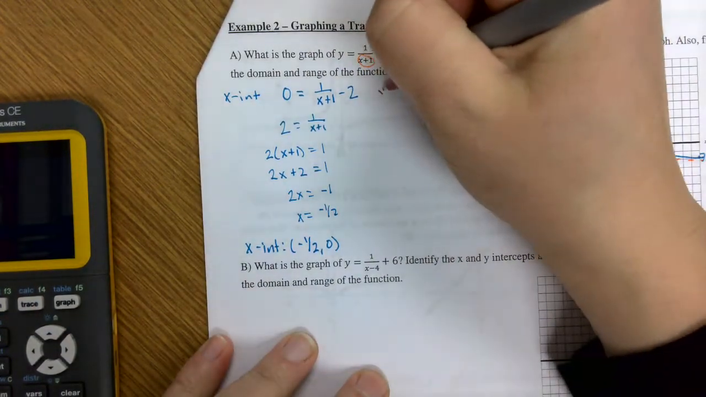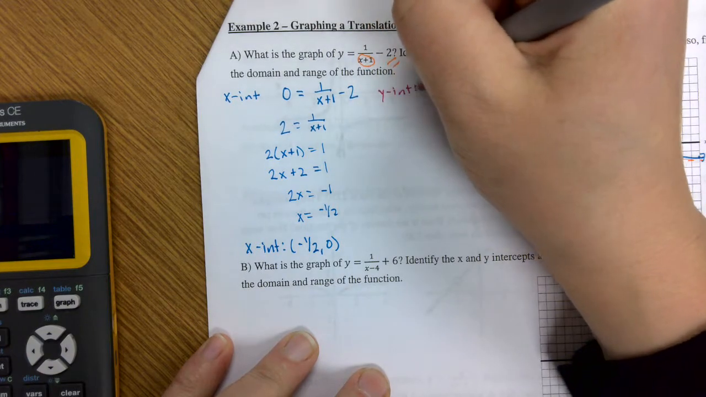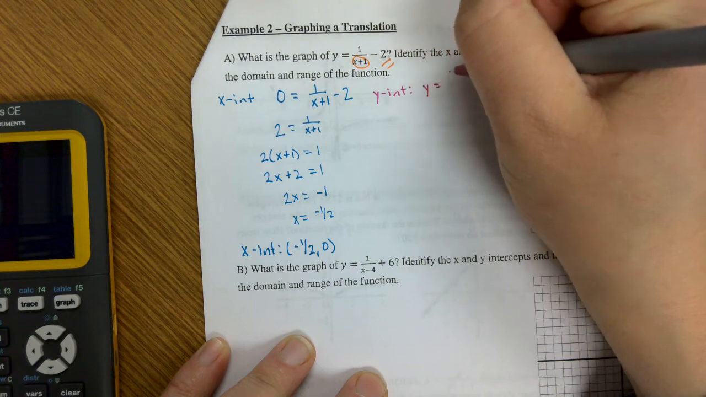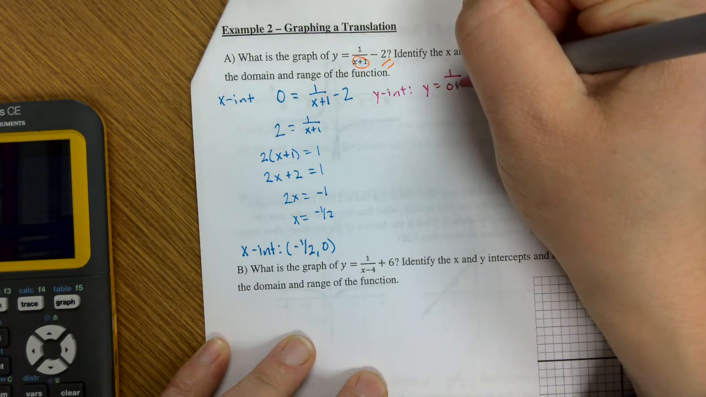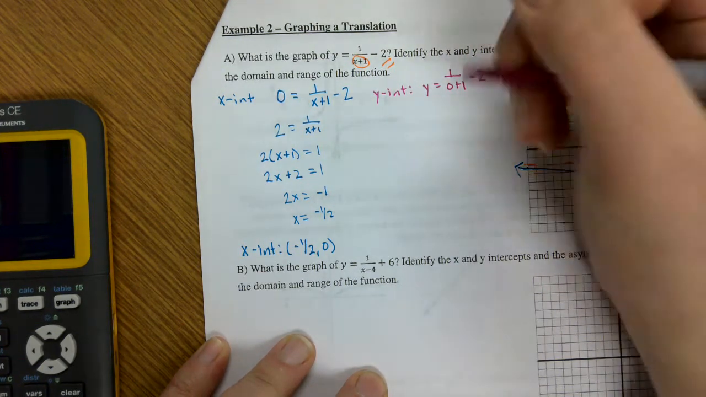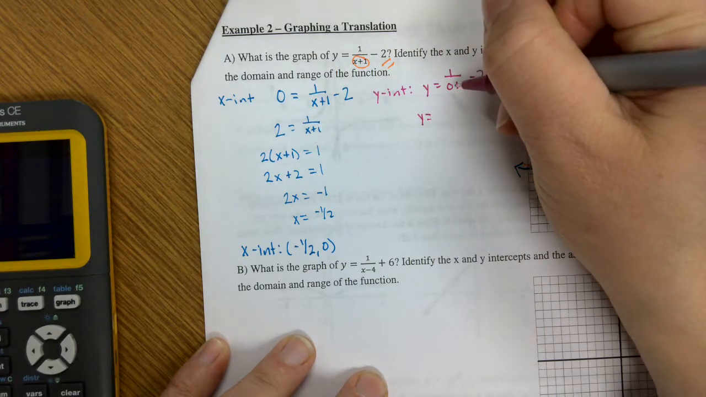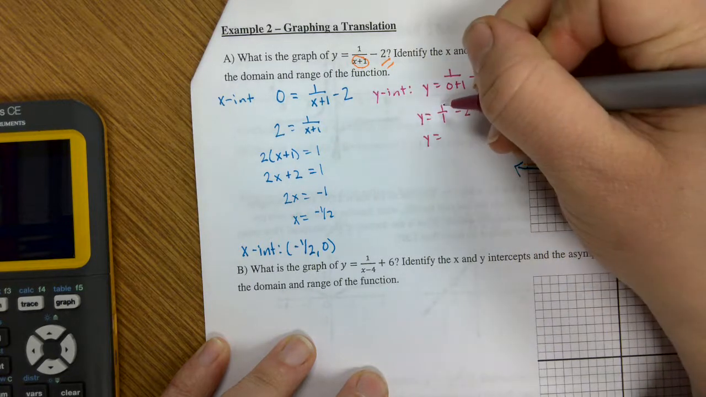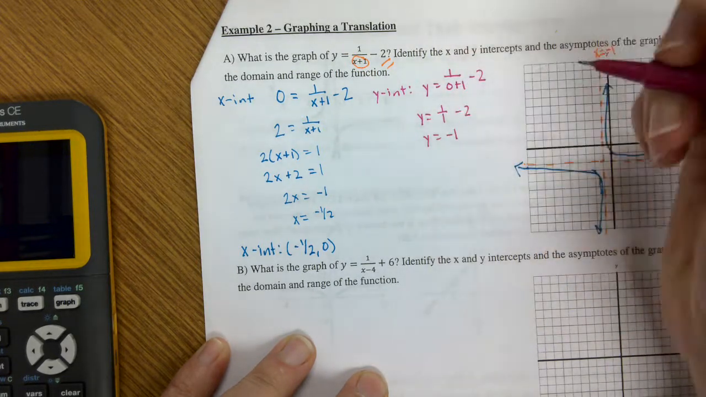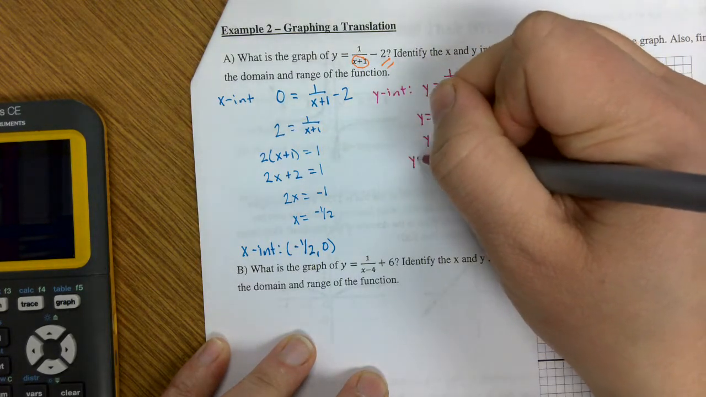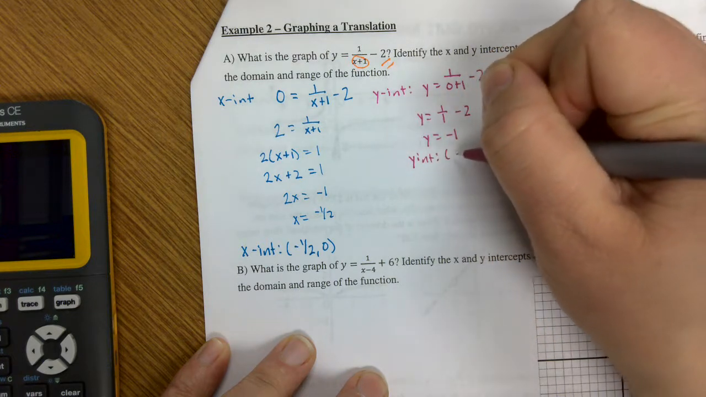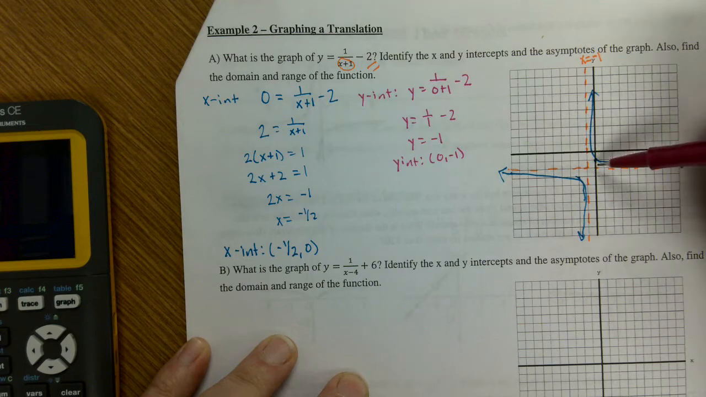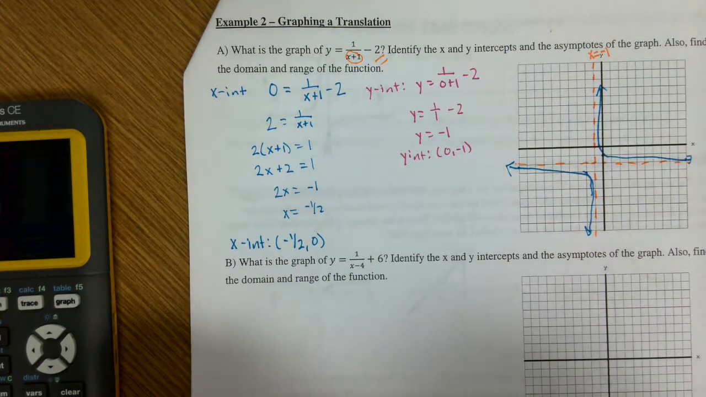My y-intercept is a little bit easier, because y-intercept means you're plugging 0 in for x. Plugging 0 in for x. So if I were to solve this, 1 over this becomes 1. This becomes 1, take away 2, that would be negative 1. So my y-intercept is going to be 0, negative 1. So again, I should already have that 0, negative 1 spot right there.